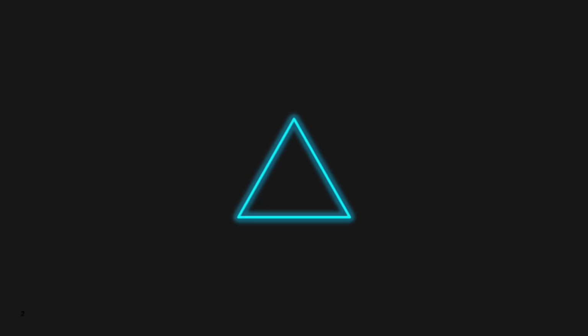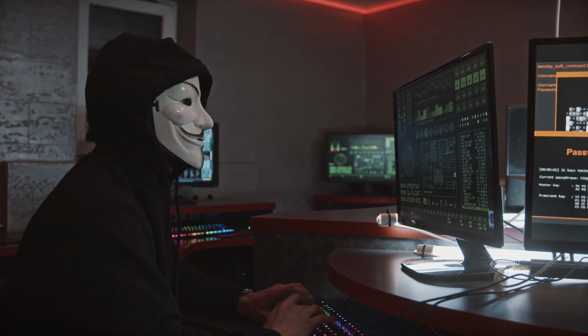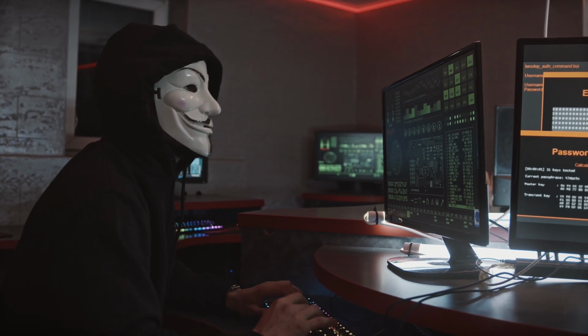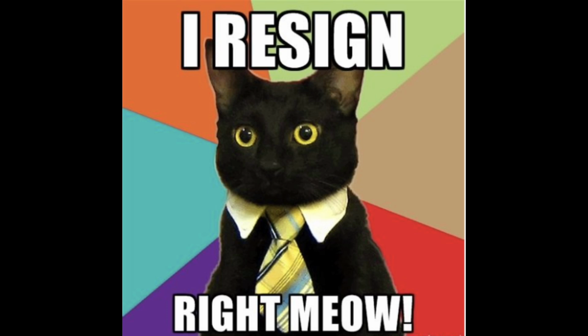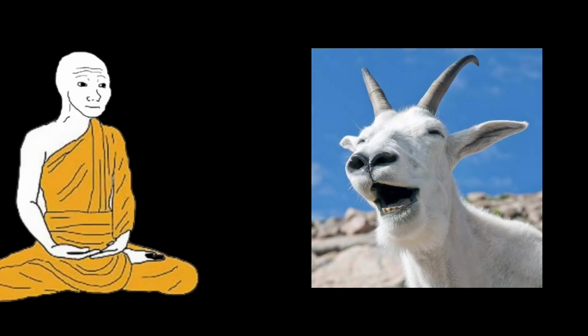This is a triangle, this is a circle, and this is a square. A 3-year-old can tell them apart. But if I asked you to write a program that can do the same thing from scratch, you would probably quit tech, join a monastery, and raise goats for a living.